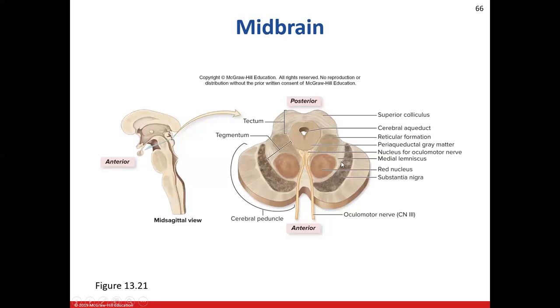You'll notice here in this kind of brown color, this is our substantia nigra. And again, that's the nuclei that we just discussed that relates to Parkinson's disease. You'll notice all the way in the back, we have the cerebral aqueduct as it's passing from the third ventricle to the fourth ventricle.